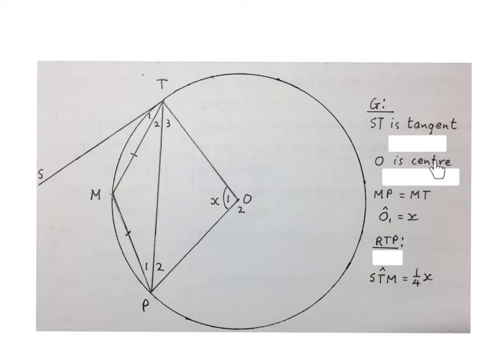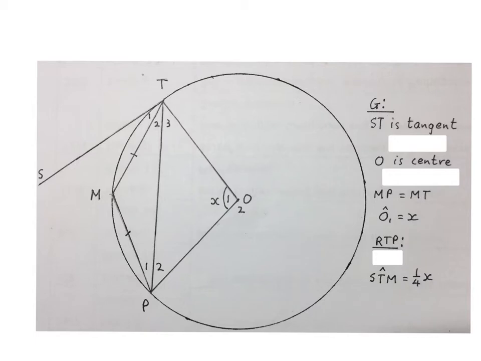Next, here they gave us the given part. In the given part, we usually find the keys to the solution. They said ST is a tangent, so the line from there to there is a tangent to the circle. Secondly, they said O is the center of the circle, so O is the center of the circle there. Then they said MP is equal to MT, indicated over there. Then they said O1 is equal to x, written in there.